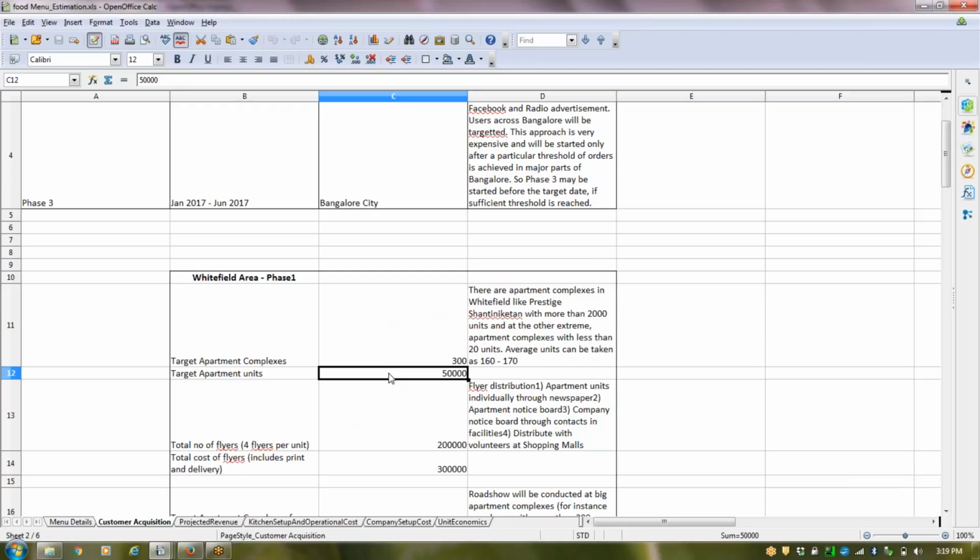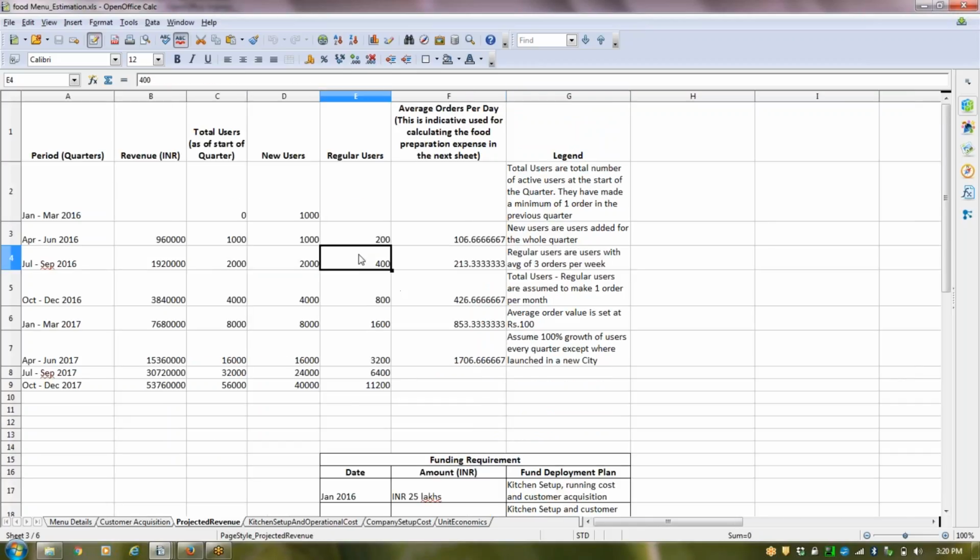So that's realistic, right? Looking at these numbers, even you feel that it's achievable. We are not saying that out of these 50,000 apartment units, we will be converting some 20,000. That is a huge number. But what they're saying is that with all this effort, after reaching 50,000 apartment units, they are trying to convert 2,000 customers. And after getting 2,000 new customers, they are expecting only 20%, that is 400 people, to order regularly. So all these are realistic numbers.